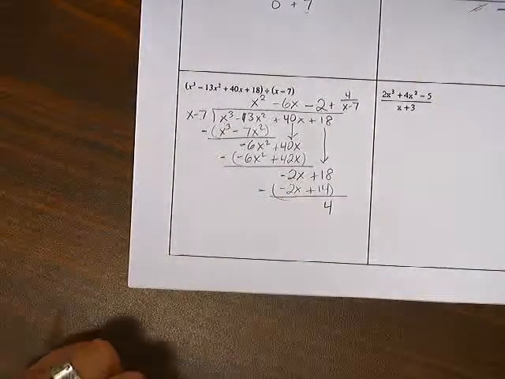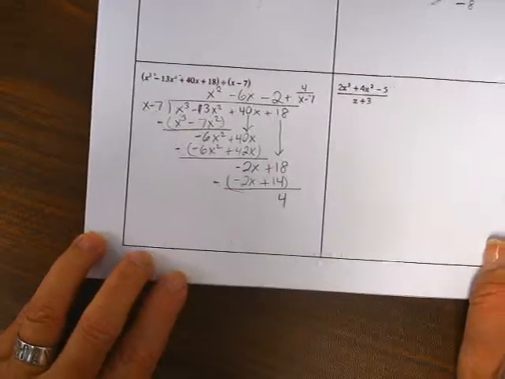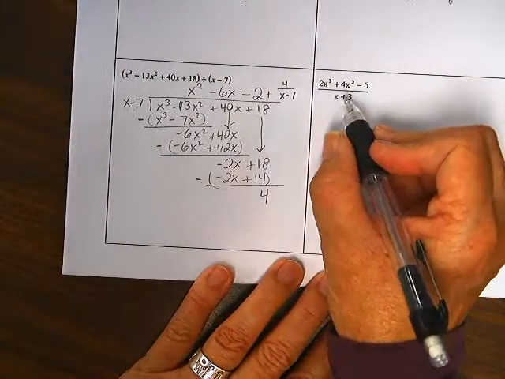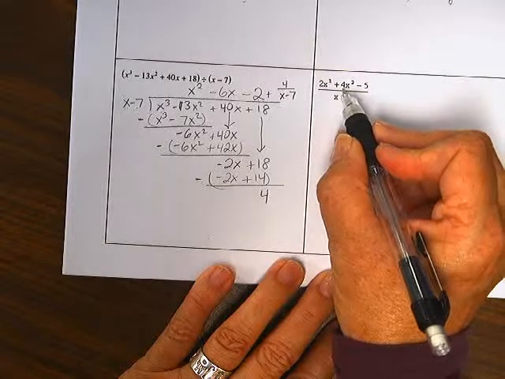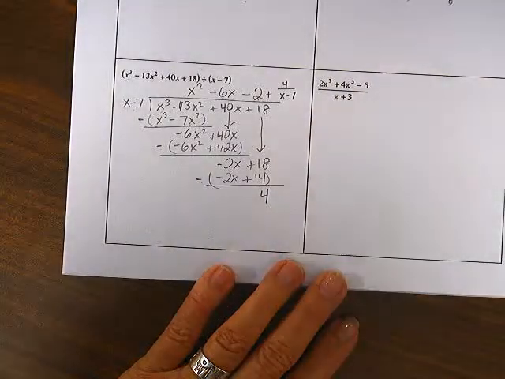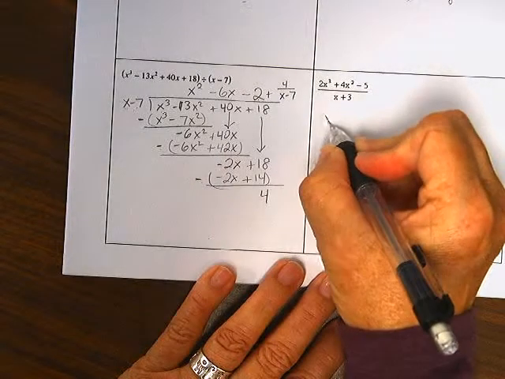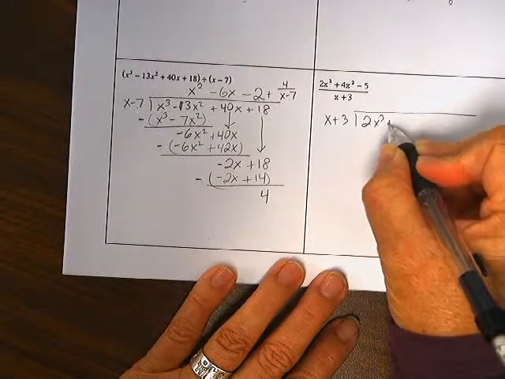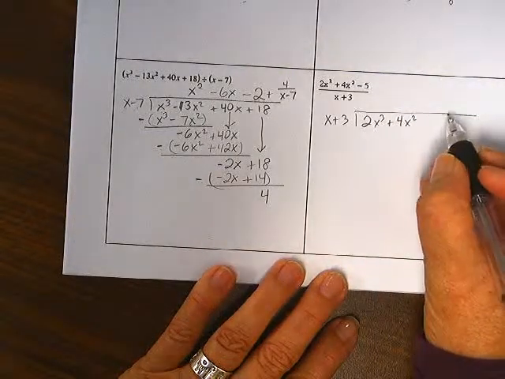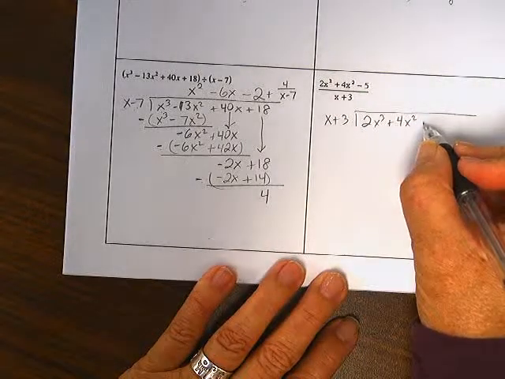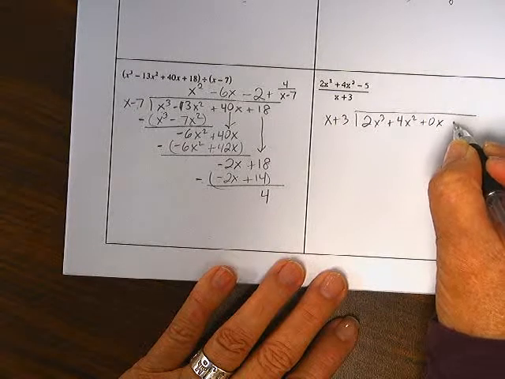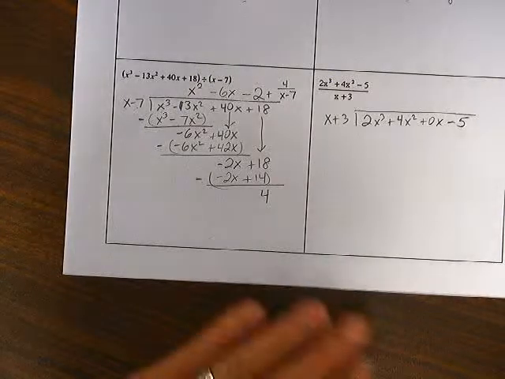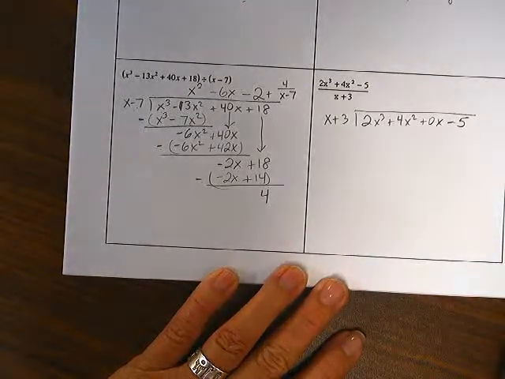Hopefully you're thinking at this point this is a nice simple procedure that will be fairly easy, and it is. So let's do our last problem for the example. We've got 2x cubed plus 4x squared minus 5 divided by x plus 3. So the x plus 3 comes out here, and here we've got 2x cubed plus 4x squared. What do you notice? We're missing an x term here. So you can write that in with a plus 0x as a placeholder, and then minus 5. And it's a good idea to put that placeholder in there. It'll help keep things lined up for yourself as you work the problem.